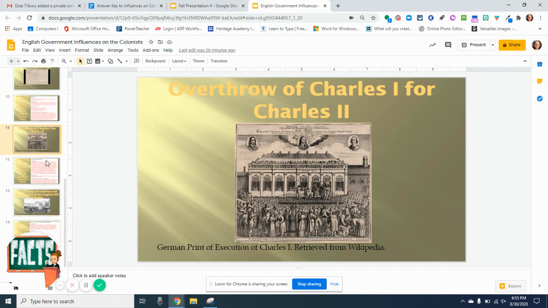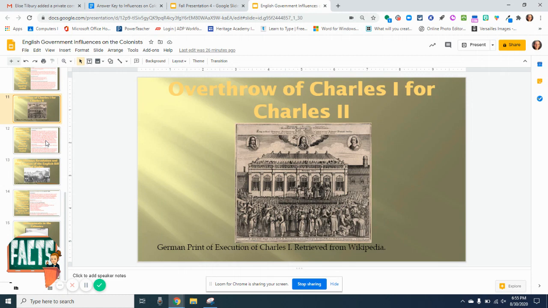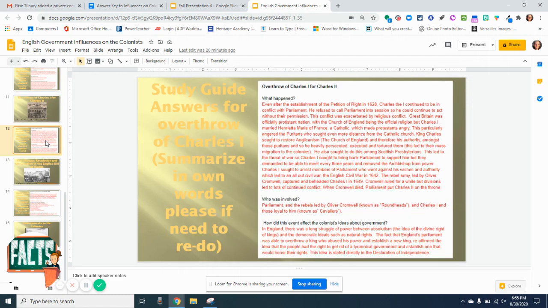So the overthrow of Charles I. Even though Charles I signed the Petition of Right in 1628, he decided to try to work around this little kink in his power by simply not calling Parliament.